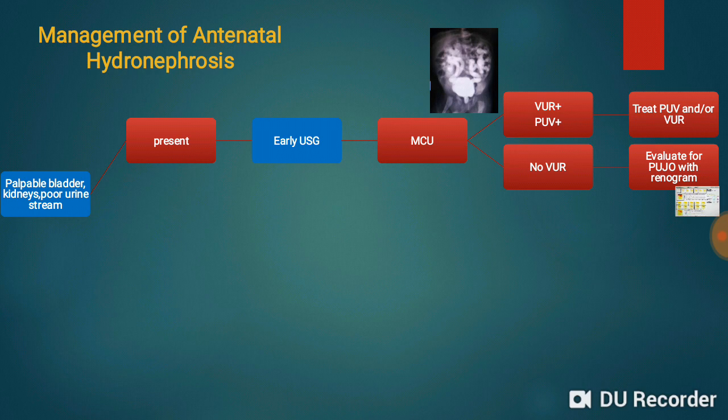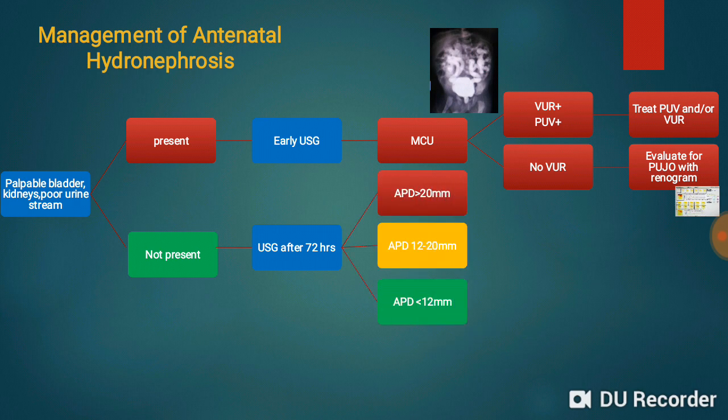Suppose there is no palpable bladder, poor stream, or palpable kidney, then it is not present. USG after 72 hours is only required. In that USG, the anteroposterior diameter can be more than 20 millimeters, 12 to 20 millimeters, or less than 12 mm. If the anteroposterior diameter is more than 20 millimeters, we can go to the high risk pathway of MCU, PUV, and PUG. If it is 12 to 20 mm, we can wait.